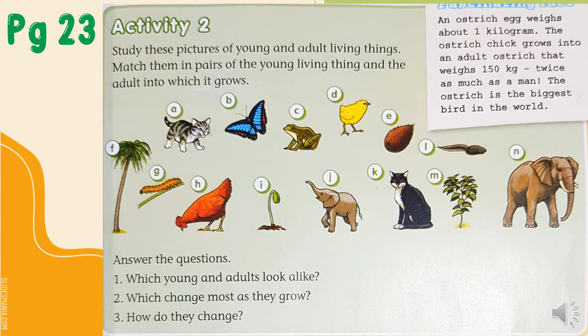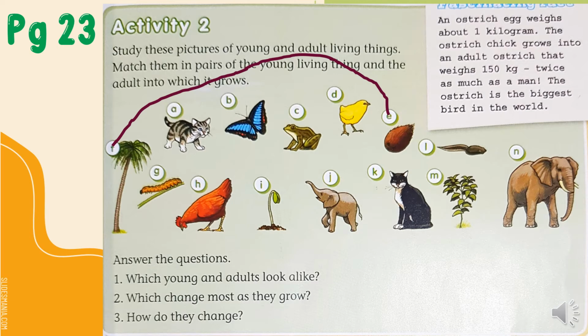Okay, I hope you all have your pupils book page 23 open. Let's do the activity. First of all, they're asking you to study the pictures of young and adult living things. There are the young and the adult. We need to match them in pairs of the young and the adult. So here, the first picture we have is F, which is a coconut tree. The coconut tree is the big one. From where does the coconut tree start? Yes, it starts from a coconut, right? So I've drawn a line here.